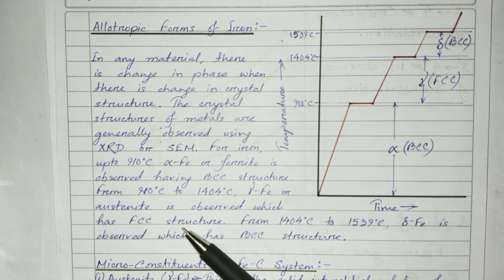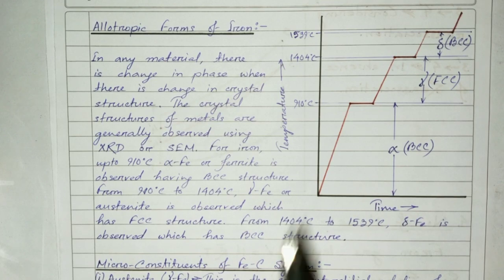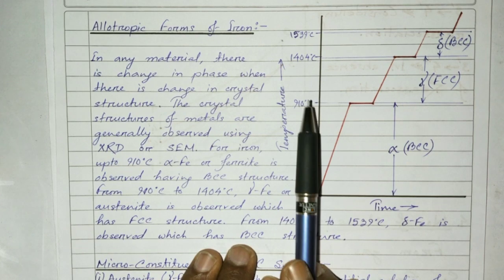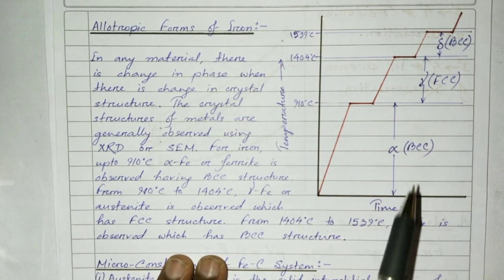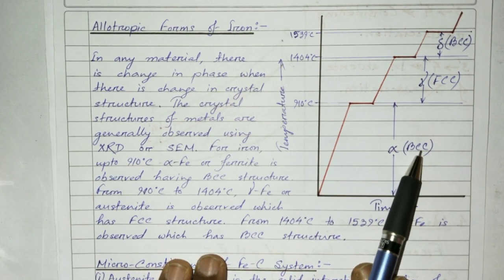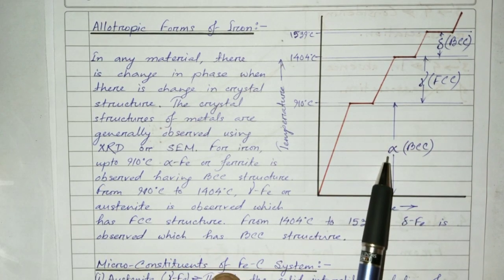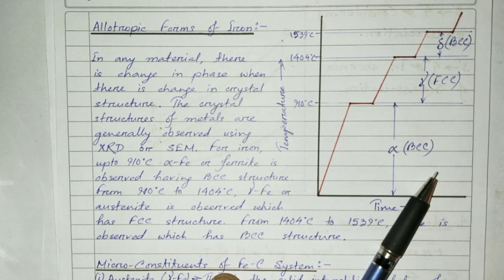Now, on increasing the temperature of iron, it can be seen that its crystal structure changes, which means that it gives different phases. For example, from room temperature up to 910 degrees centigrade, iron generally exhibits a BCC structure, and this iron is generally magnetic in nature, and it's called alpha iron or ferrite.